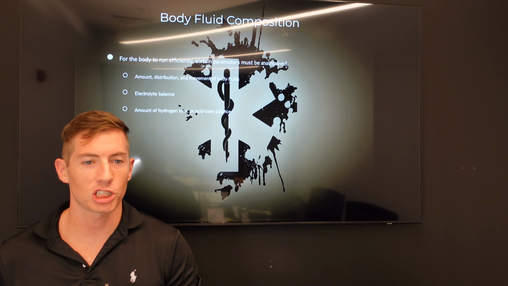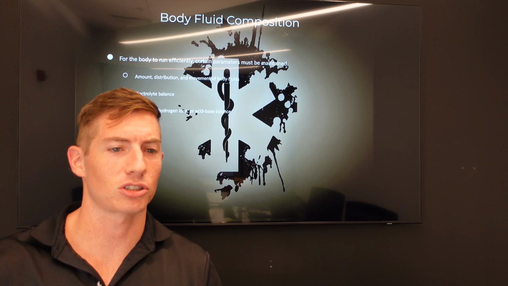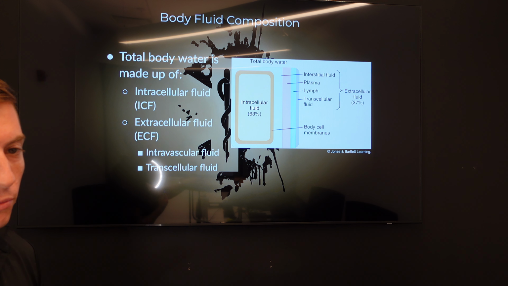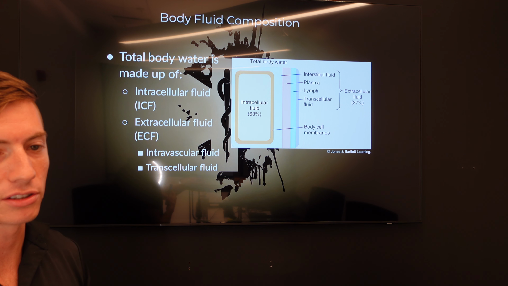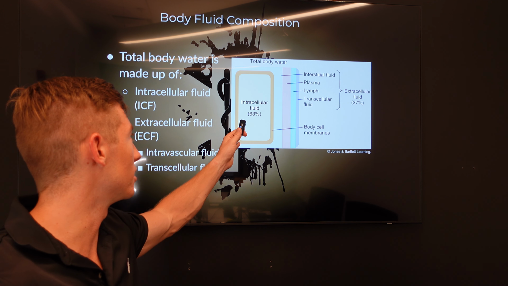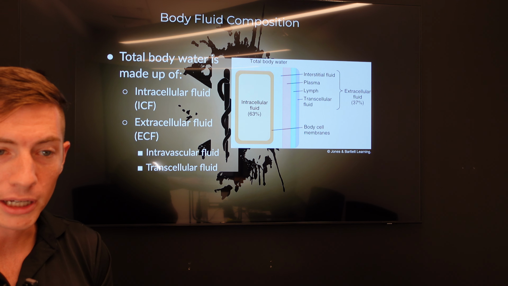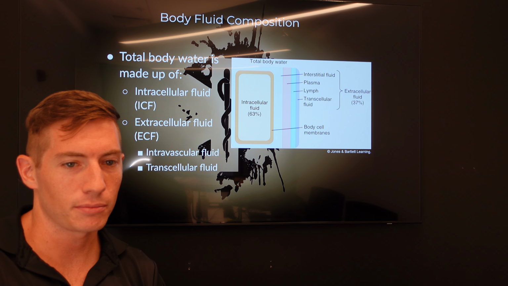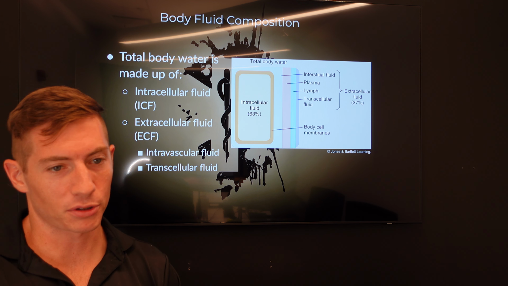For the body to run efficiently, certain parameters must be maintained: the amount, distribution, and movement of body fluids, electrolyte balance, and the amount of hydrogen ions, or acid-base balance. Total body water is 60% of body weight in a healthy adult male. It is made up of intracellular fluid, so there's water in all of the cells. 63% of total body water is intracellular fluid. It maintains large amounts of potassium, magnesium, and phosphate ions. Extracellular fluid is 37%.